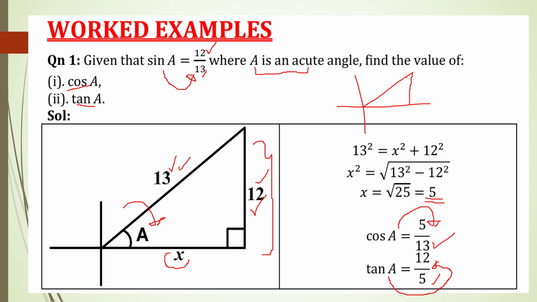All ratios are positive simply because in this first quadrant, all trig functions must be positive. So we don't expect you to write any negative answer.